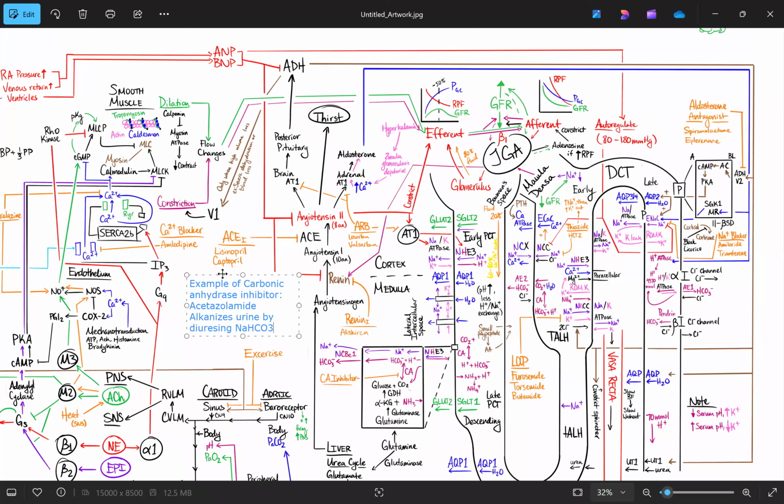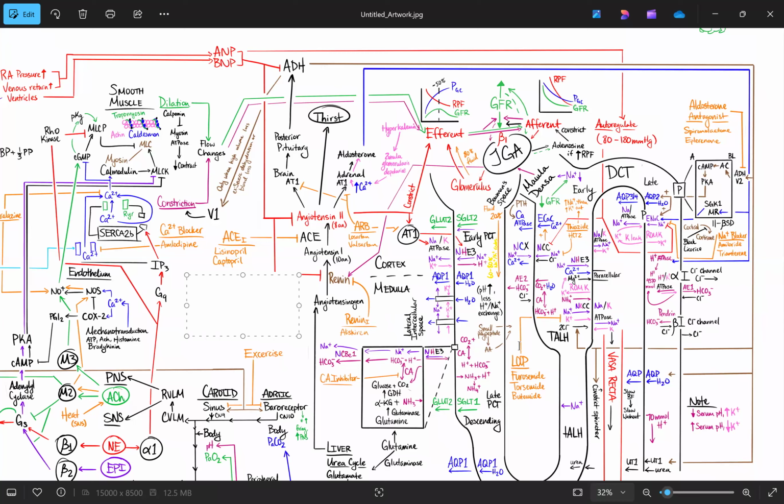Loop diuretics in particular will inhibit NKCC, and NKCC will have several different effects. One, less sodium reabsorption, less water, but also less potassium reabsorption, so you will have less potassium to escape out ROMK.